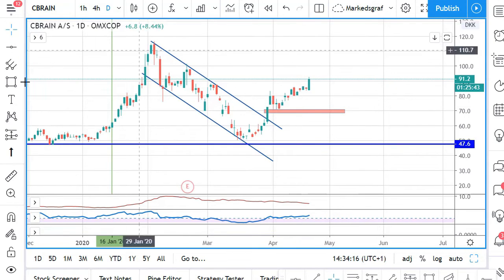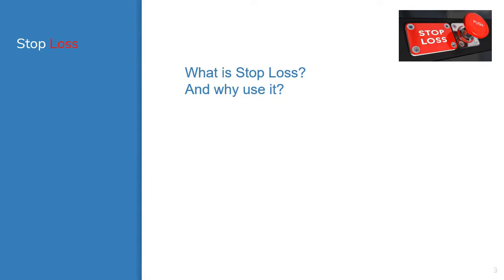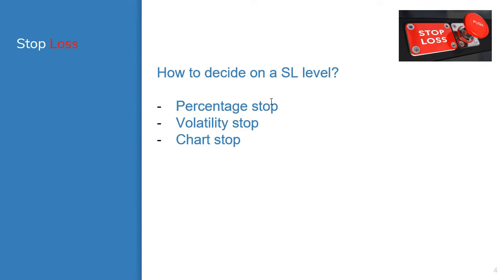So it is important. Now, what kind of stop losses are there? How do we decide on it? Well, I have 3 of the most common here. I have what is called a percentage stop, something called a volatility stop, and then a chart stop. And what I use personally is a combination between the volatility stop and the chart stop.